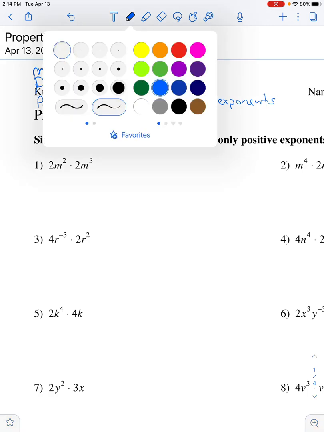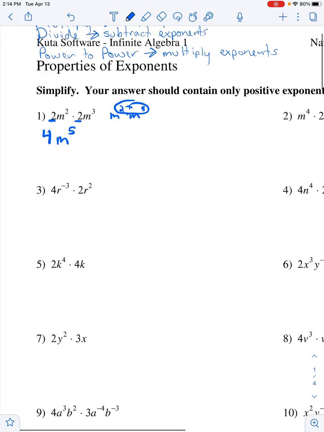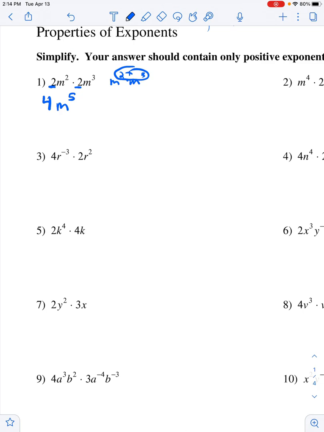Okay, so as we go through this, we look here, we have 2 times 2. So 2 times 2, that would be 4. I'm multiplying here m to the second times m to the third. So I'm multiplying those together, so I'm going to add those exponents. 2 plus 3 is 5. Next, anytime I have a negative exponent, I'm going to flip it down to the bottom. So I'm going to multiply 4 times 2. So 4 times 2 is 8.